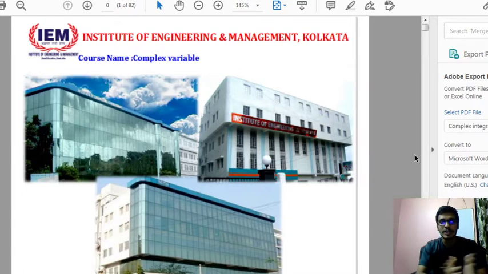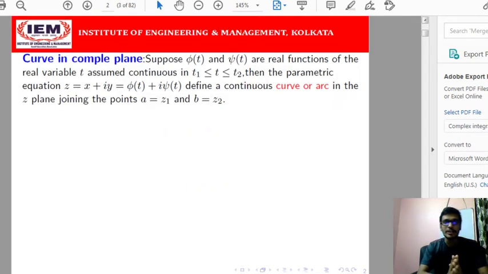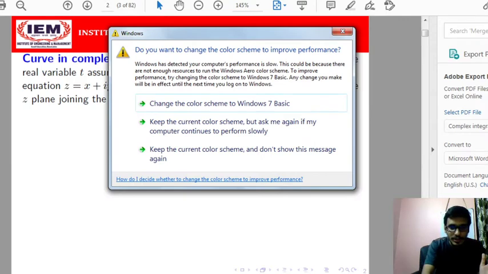Before discussing complex integration, we should know what we mean by a curve in the complex plane. Before that, we need to know what we mean by the complex function or complex mapping. As I have discussed earlier, whenever we discuss a mapping with a real variable, we can draw the function in a two-dimensional or three-dimensional graph. But whenever we consider a function of a complex variable, w equals f(z).